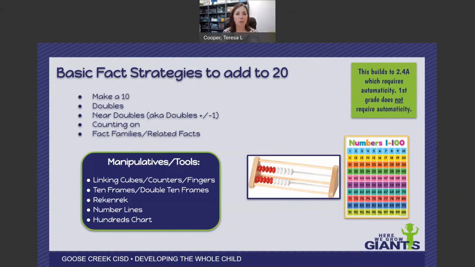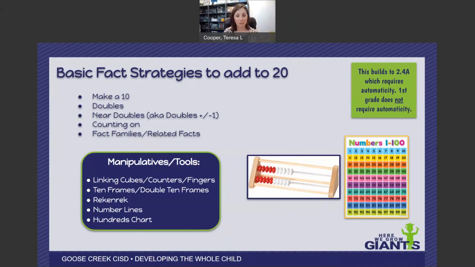And then counting on, which a lot of students use, particularly as we start moving toward bigger numbers, since we are using these strategies to add to 20. We want to teach them how to count on. So the way that sounds with a kid, if I'm trying to add 9 plus 4, I'm going to start with the bigger number, and then I'm going to start counting the number after that. So 9 plus 4, I would say 10, 11, 12, 13.